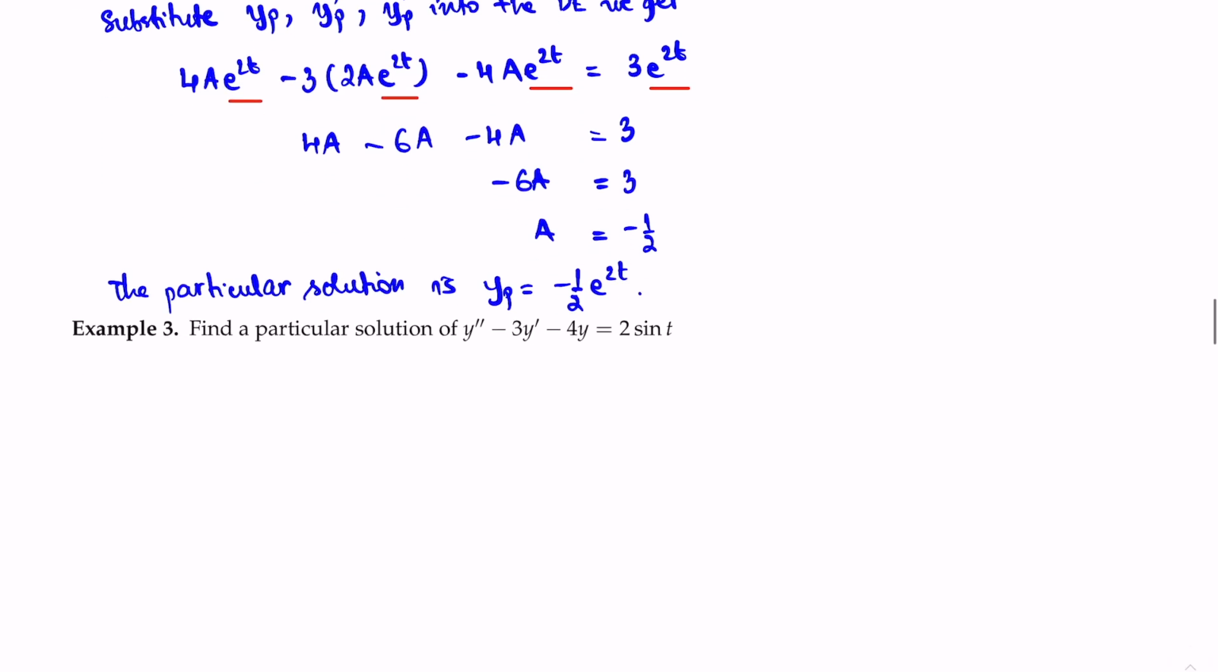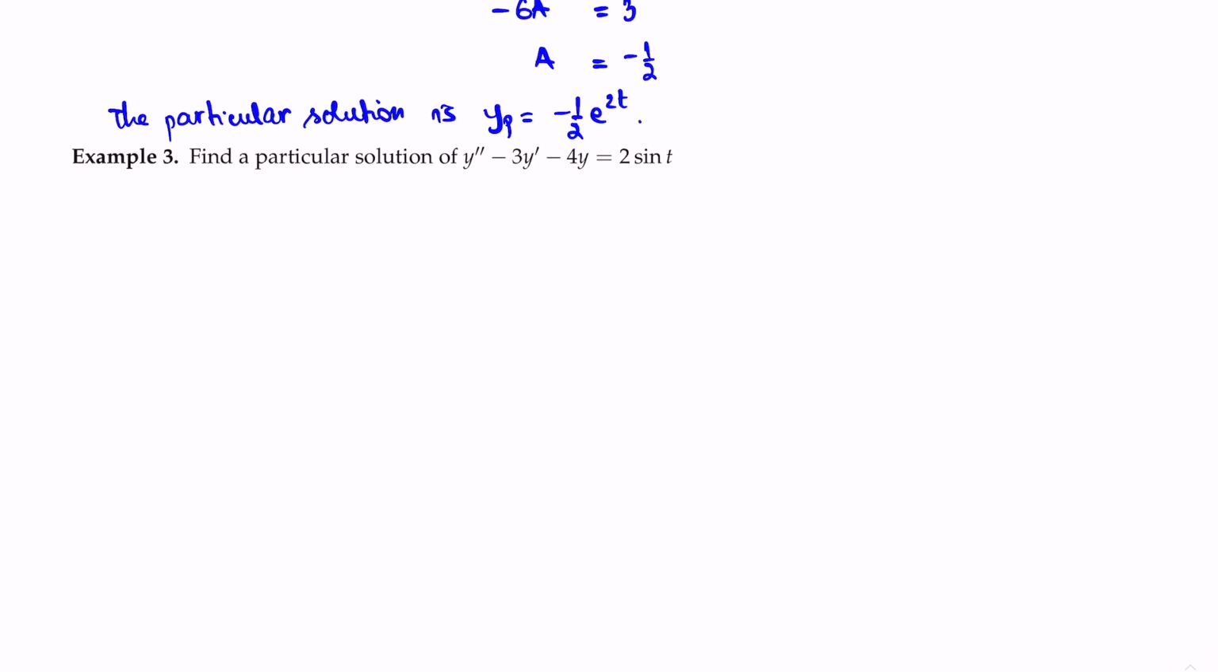We're going to move on to example 3, where the forcing term is either a sine function or a cosine function. So for a sine or cosine function, the guessed particular solution, or the trial solution, should be the linear combination of both cosine and sine functions. So the trial solution is y sub p equal to A times cosine of t plus B times sine of t.